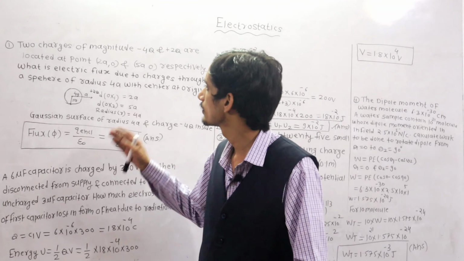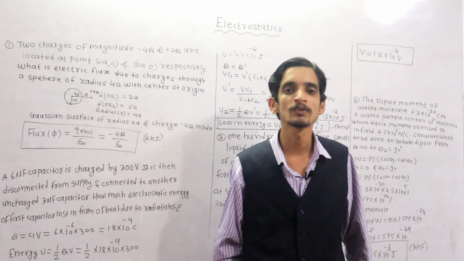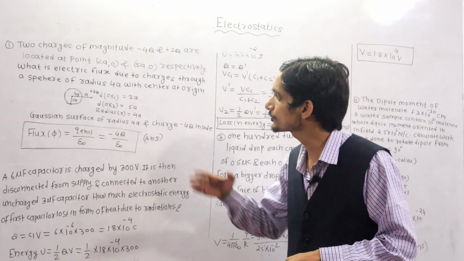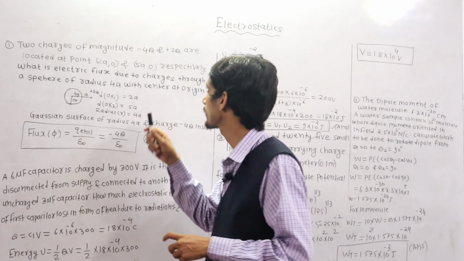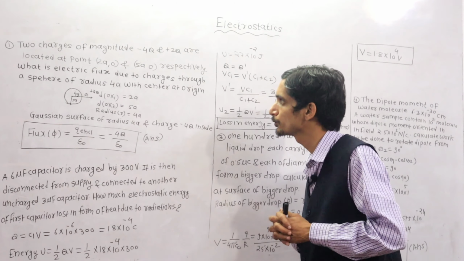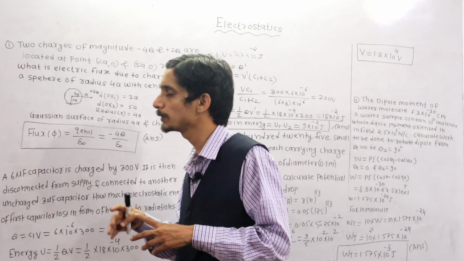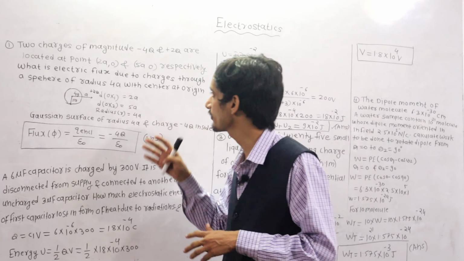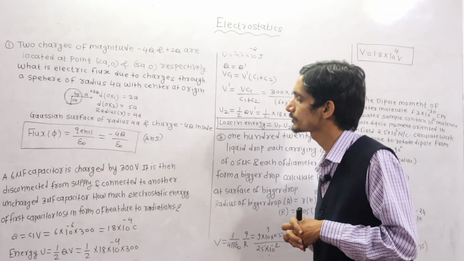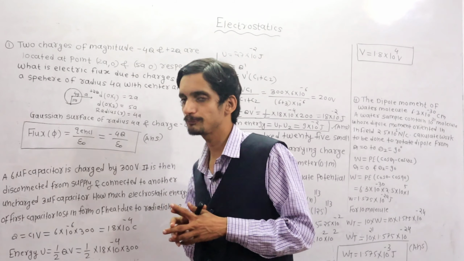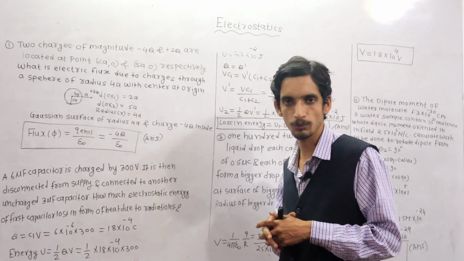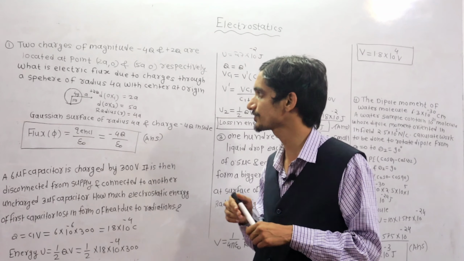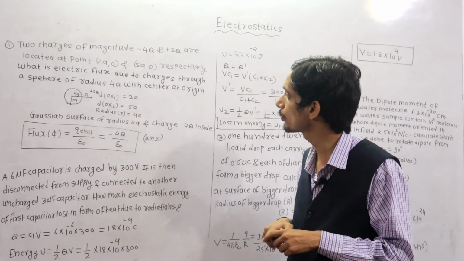Hello students, today we are going to discuss the numericals based on electrostatics. The first numerical: two charges of magnitude minus 4q and plus 2q are located at points (2a, 0) and (5a, 0) respectively. What is the electric flux due to these charges through a sphere of radius 4a with center at origin? So we have to determine the electric flux through a sphere of radius 4a.